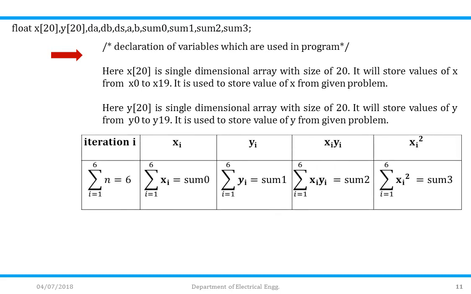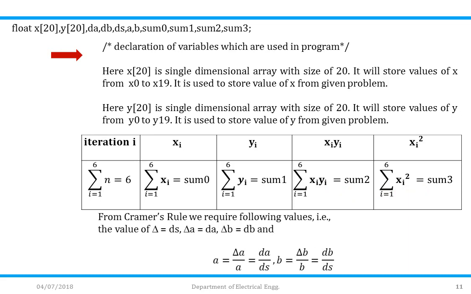Now, summation xi is denoted by sum 0. Summation yi is denoted by sum 1, summation xiyi is denoted by sum 2 and summation xi square is denoted by sum 3. From the Cramer's rule, we require following values, that is delta equal to ds, delta a equal to dA and delta b equal to dB, and we can find out values of constant, that is a equal to dA by ds and b equal to dB by ds.